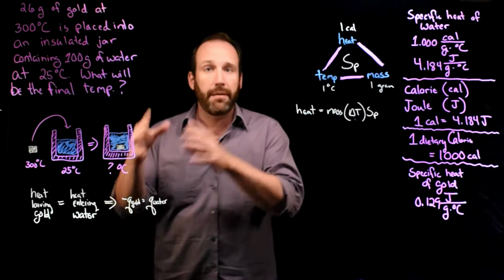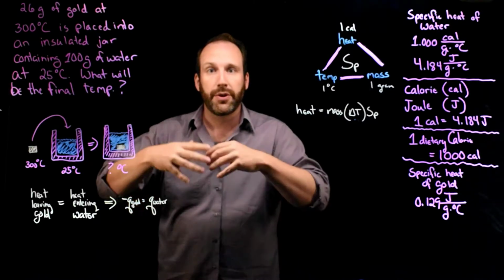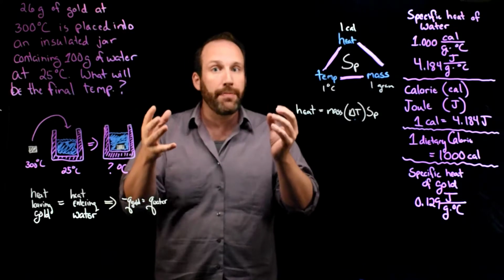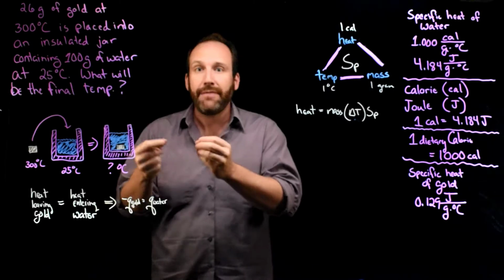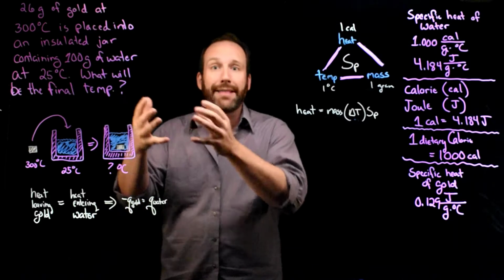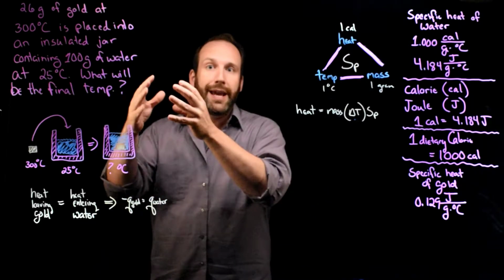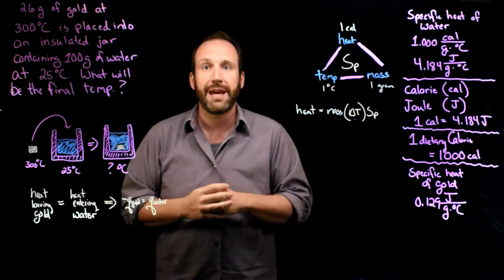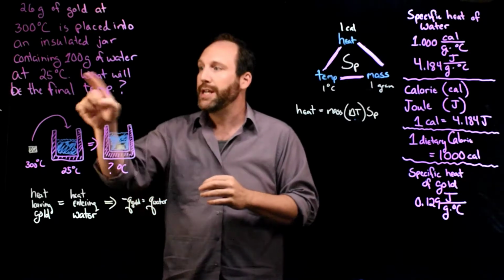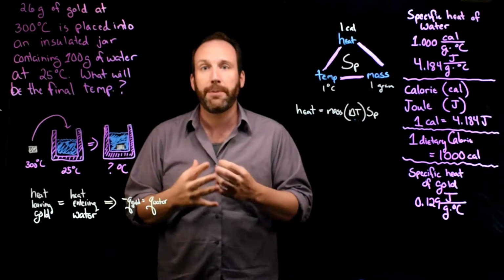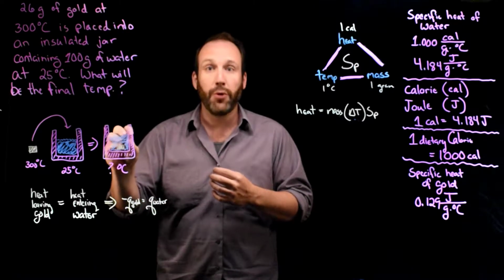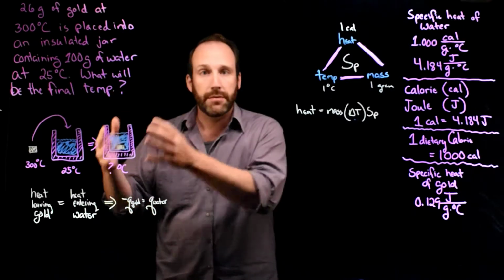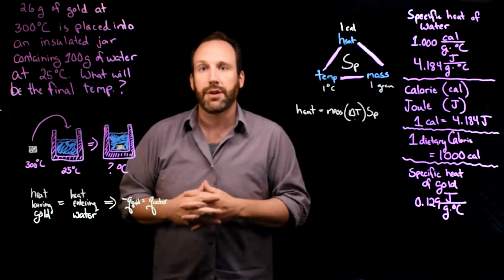The hot metal is in cool water, so the metal's going to cool down. And as it cools down, it's going to warm up the water, right? Because heat flows from hot things into cool things. So heat is going to flow from the gold to the water until they're both at the same temperature. So the question is, what will be the final temperature of both the gold and the water once the gold has transferred its heat to the water, okay?